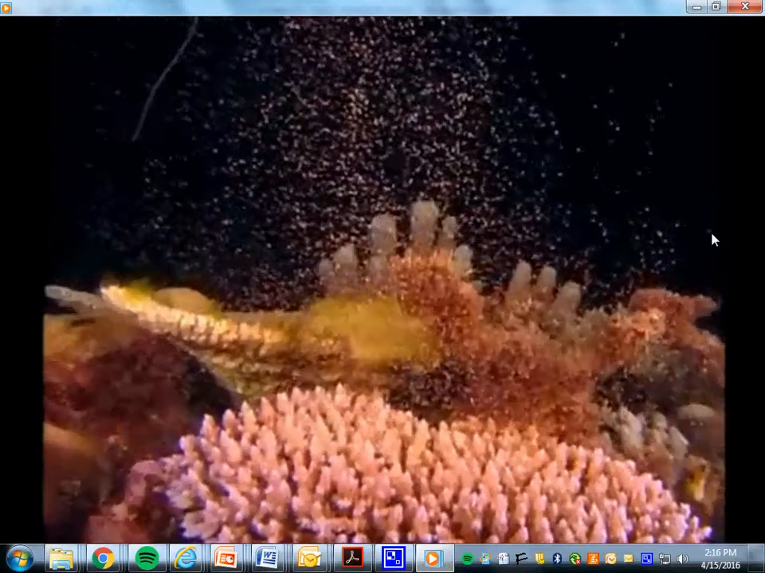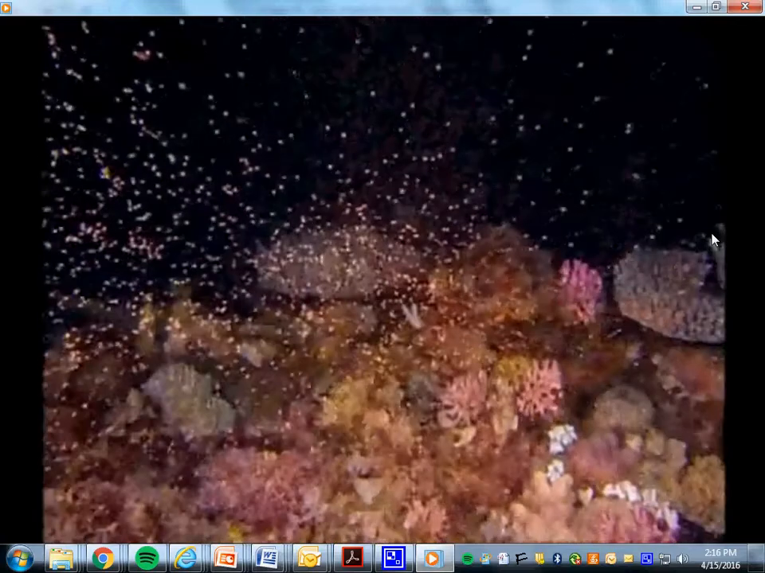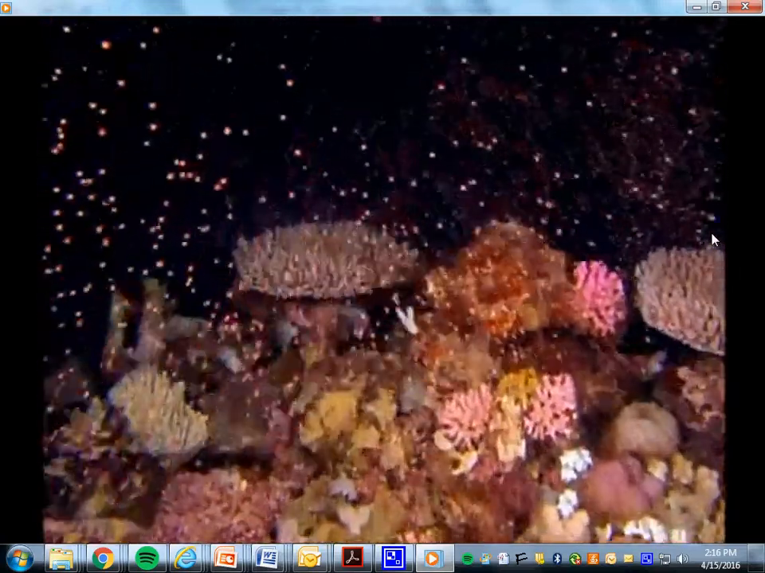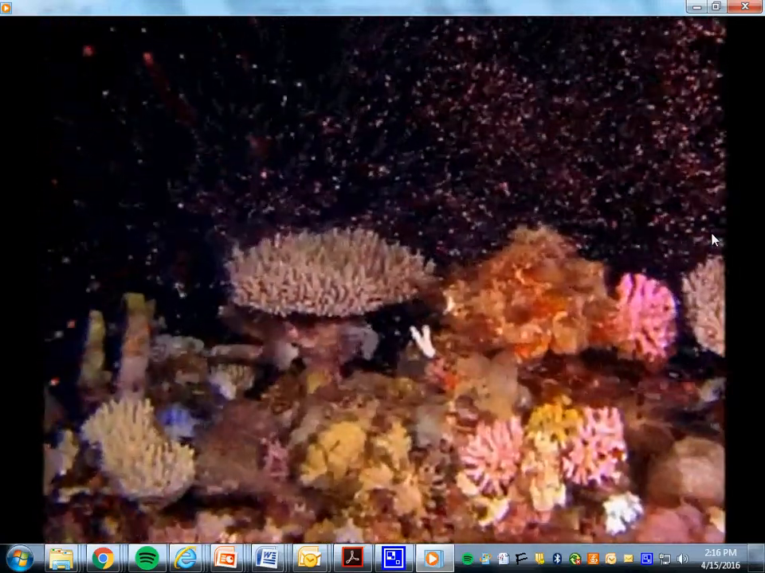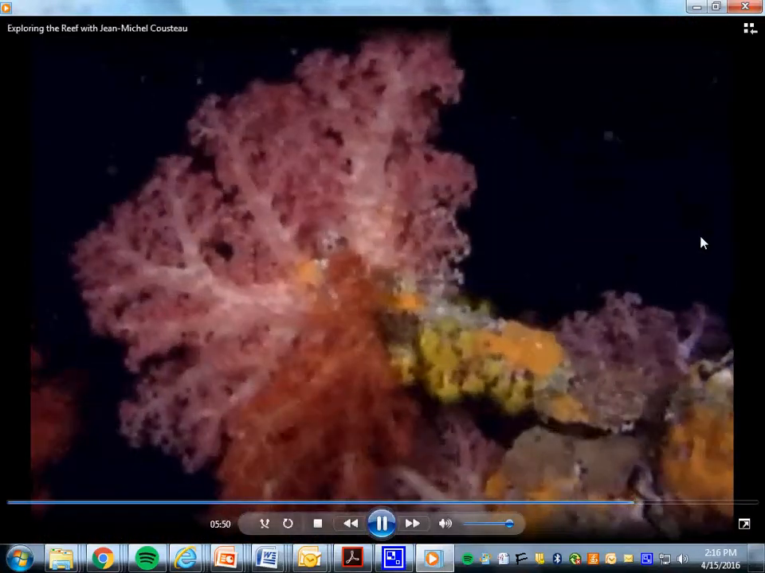As mankind's actions continue to damage and threaten the reef, we must take responsibility and change our behavior to protect and preserve it. For we are as connected to the planet as the corals are to the algae living within them.